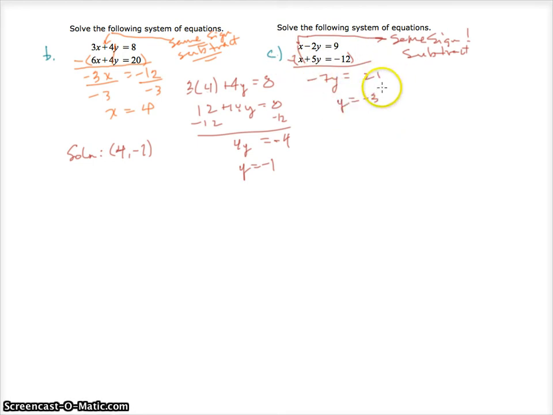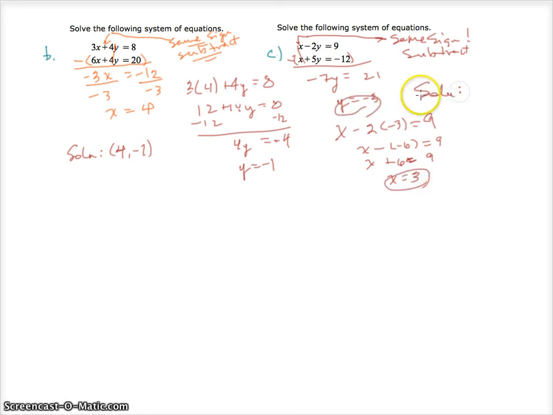I'm going to substitute that back in. So let's go to x minus 2y. So we'll have x minus 2 times negative 3 equals 9. You have x minus negative 6 equals 9. That's x plus 6 equals 9. x equals 3. So my solution, 3, negative 3.